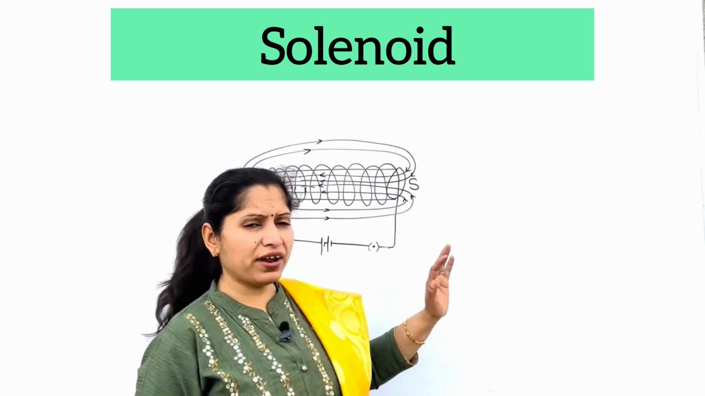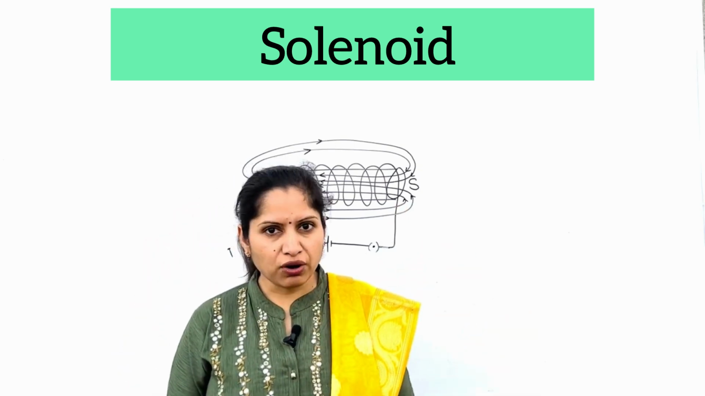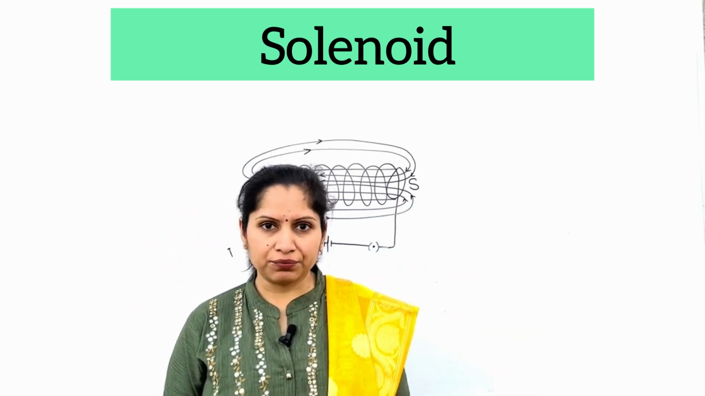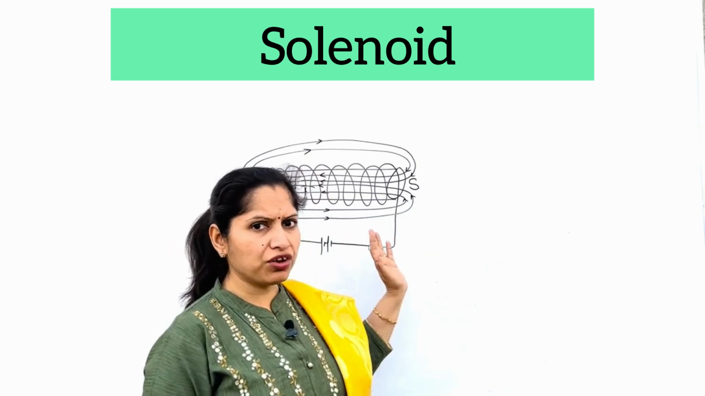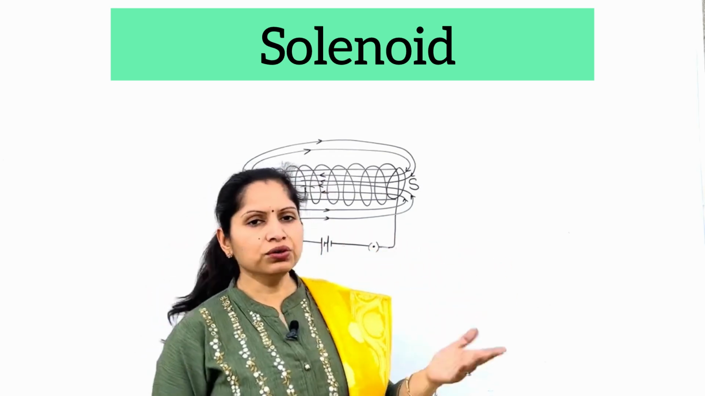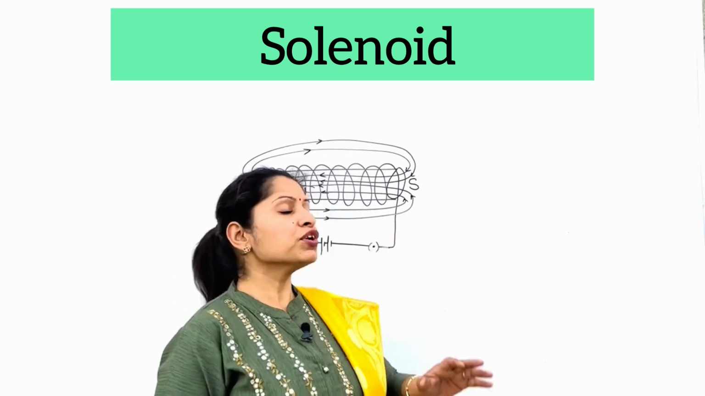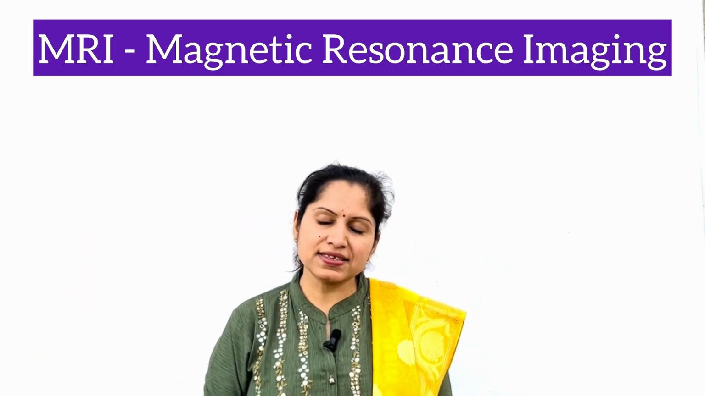What is important for your exams is what is a solenoid and what is an electromagnet, properties of magnetic field lines, or draw a figure showing the magnetic field lines around a solenoid. So that you can all write. I just told you about MRI, so let's discuss MRI.